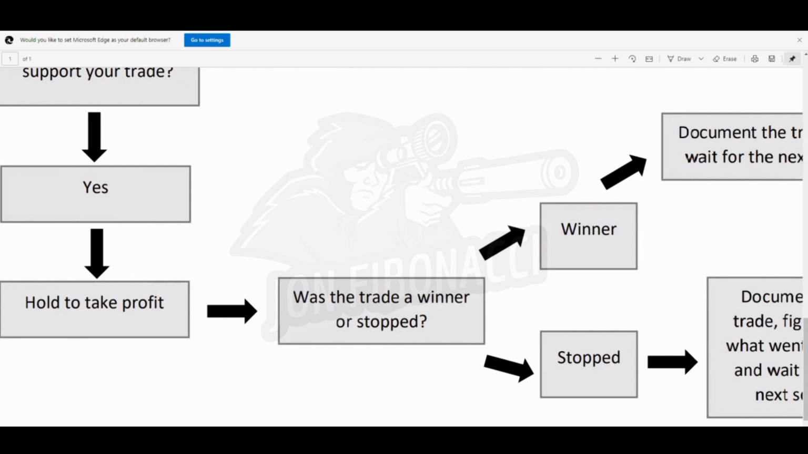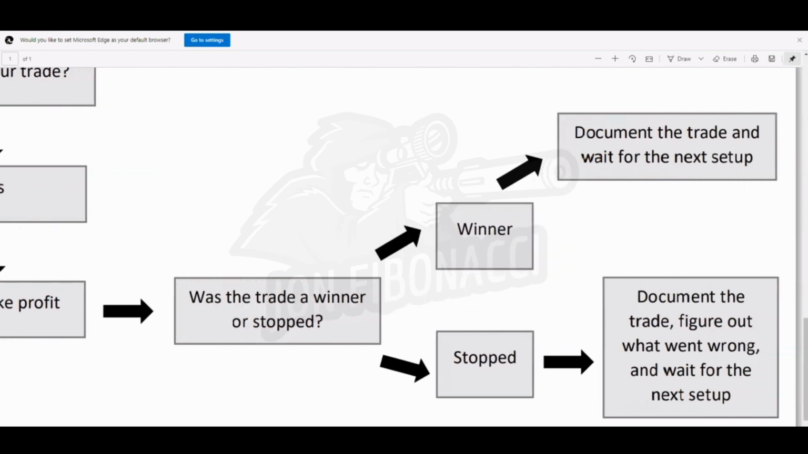But anyway, here's the last part of it. Was the trade a winner or was it stopped out? Well, if it was a winner, that's great. Document the trade and wait for the next setup. Now, this part's important: document the trade.